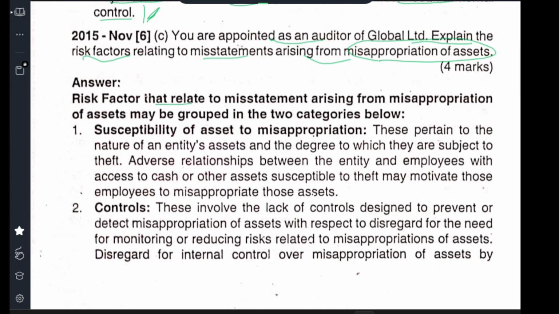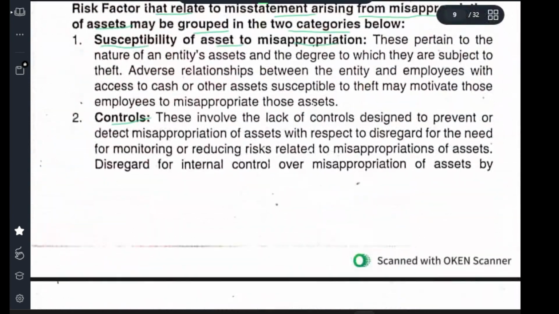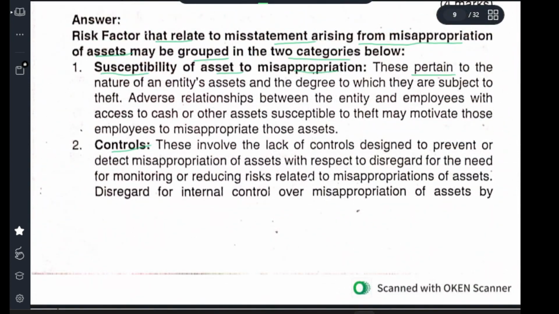Risk factors related to misstatements arising from misappropriation of asset may be grouped into two categories: susceptibility of asset to be misappropriated, and controls. Susceptibility pertains to the nature of the entity's asset and the degree to which they are subject to theft. So susceptibility means the asset is being stolen, or the asset is being used without the knowledge of the management.